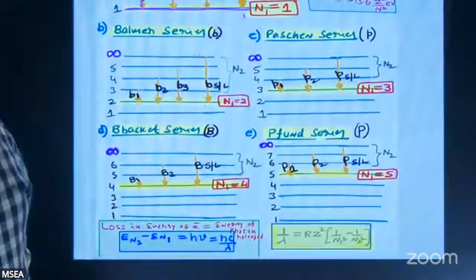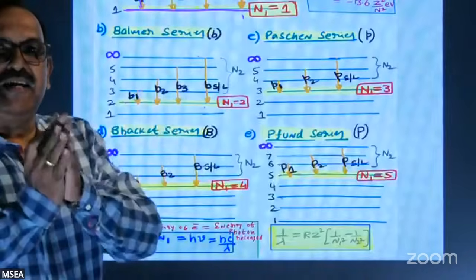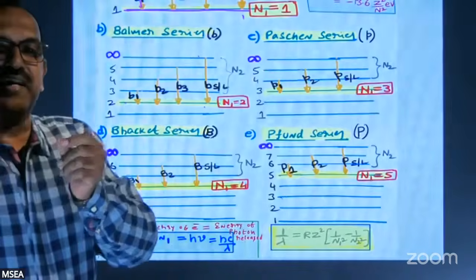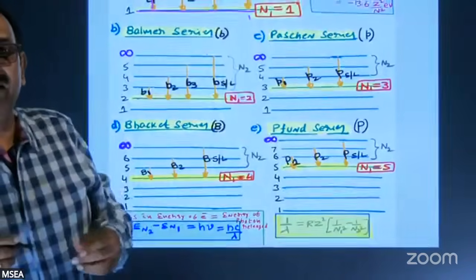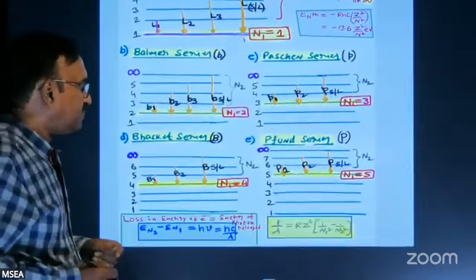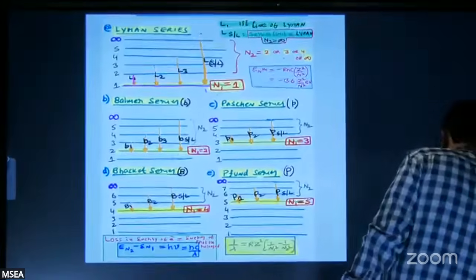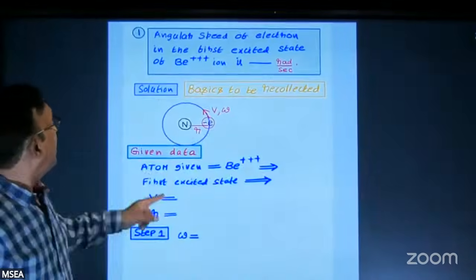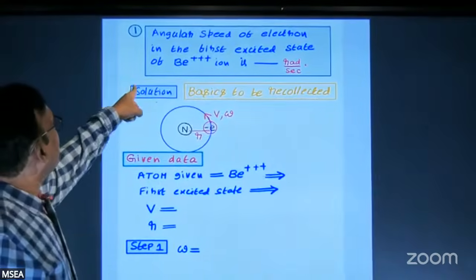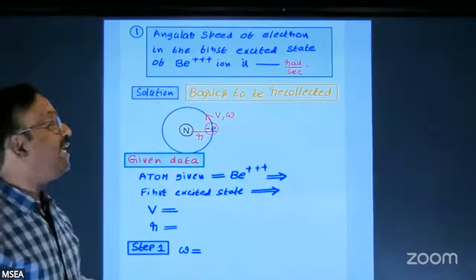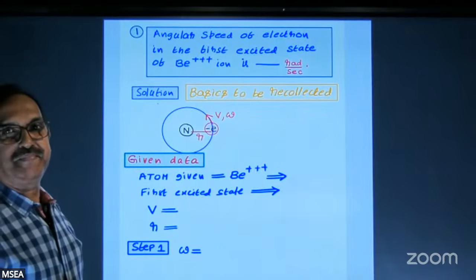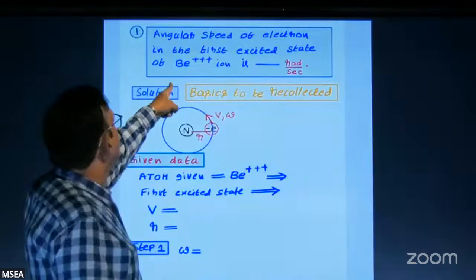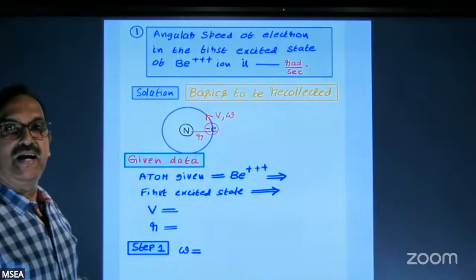Now, some very good questions we are going to discuss right now. If you try the questions on a piece of paper and get the answer, it will be excellent. Please try it. Okay then. The first question. The angular speed of the electron in the first excited state of the beryllium triple plus ion is dash.